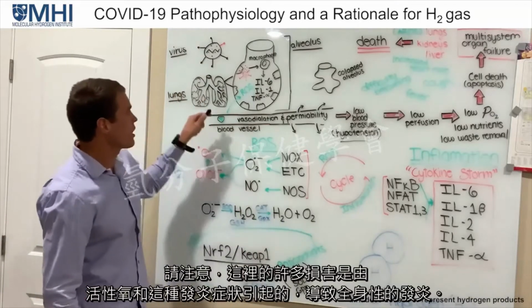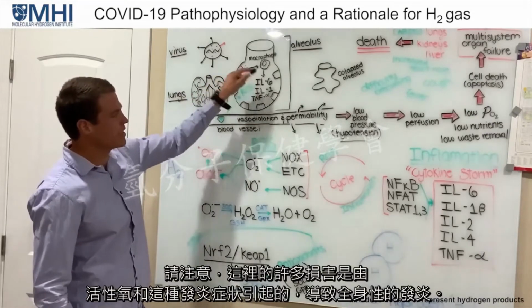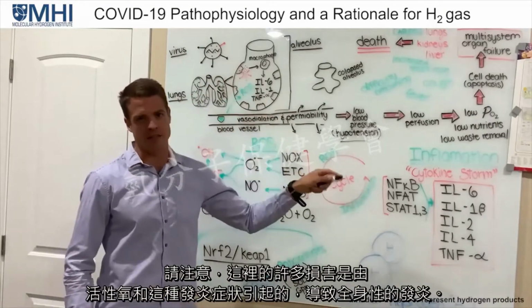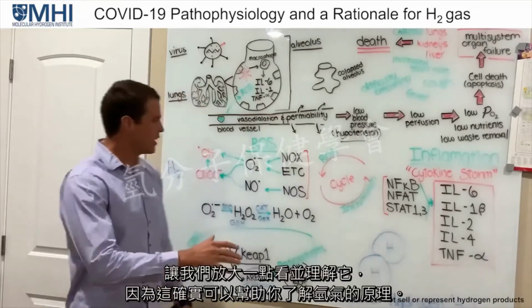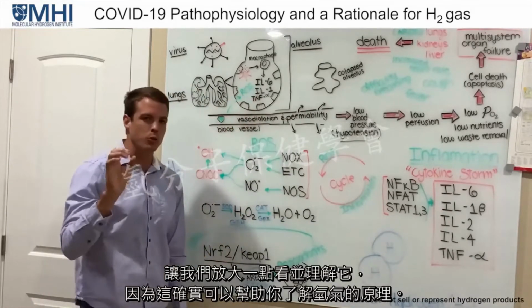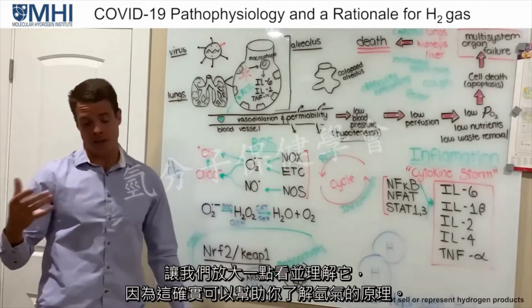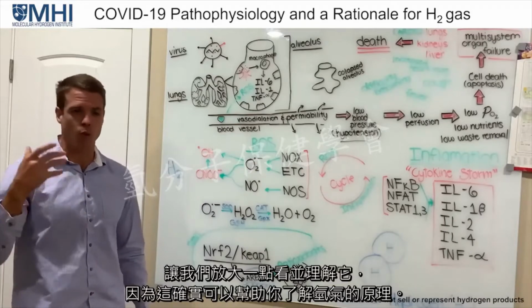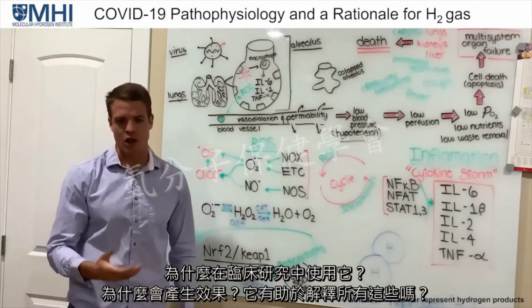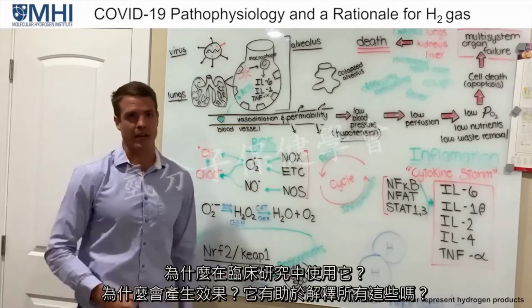Well, notice that a lot of the damage is occurring here from the reactive oxygen species and this inflammation that leads to systemic inflammation. Well, let's zoom in on this a little bit and understand it, because this is really what's going to help you to understand the rationale for hydrogen gas. Why are they using it in clinical studies? Why is it having the effect that it does? It helps to explain all of this.